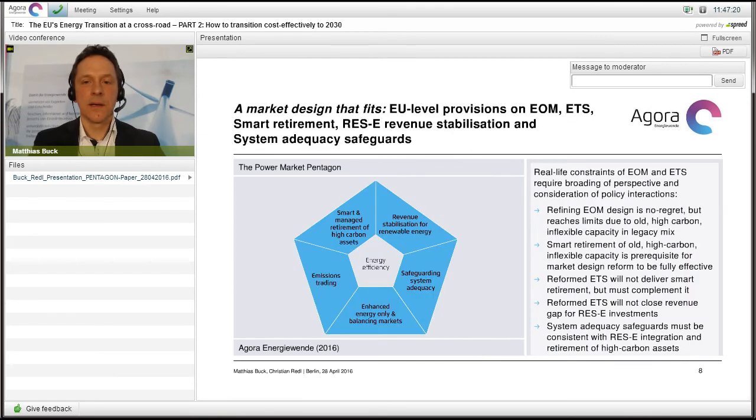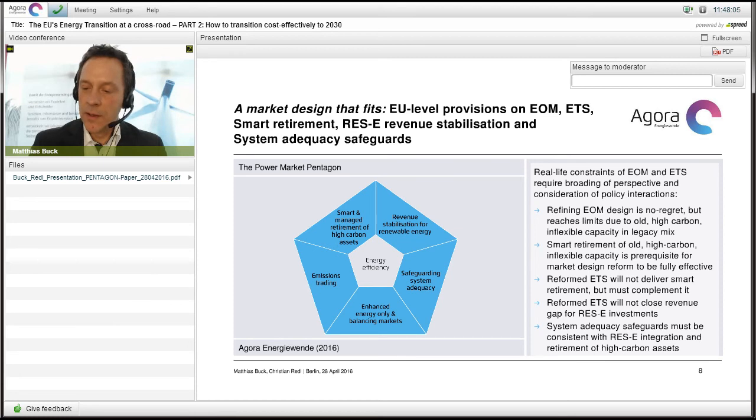Now, these basic observations are really our starting point into the Power Market Pentagon study, and we are making the case that a market design that fits for a cost-effective power system transformation really needs to take a broader perspective. We cannot only discuss a reformed energy-only market or a reformed ETS, but we need to broaden our perspective and also take into consideration further challenges that do have a significant impact on investment choices in the power system. So we are proposing to discuss not only 2, but really 5 elements and look at them holistically. And this is what we're trying to do in our study.